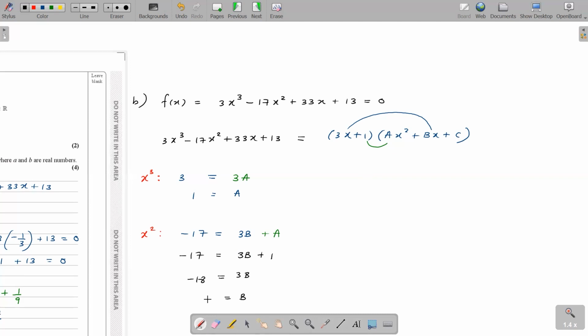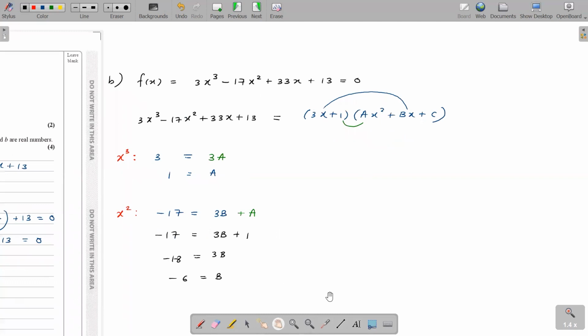Which means b is equal to minus 6. And then now I only have to find the c value. Better to go with the constant rather than going with x. Compare coefficient for the constant. So what do we have on this side for the constant? 13 equals to, on the other side, what do we have for the constant?